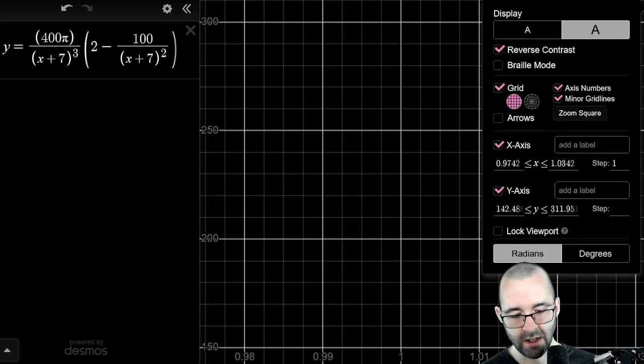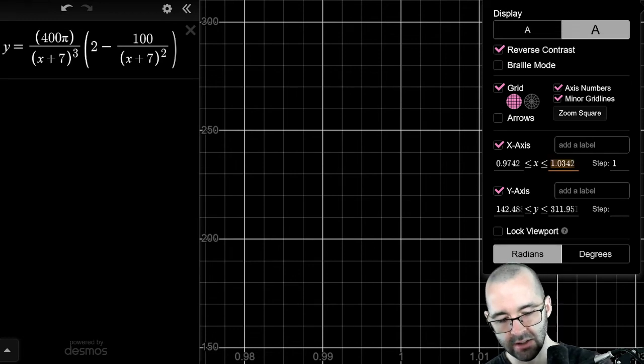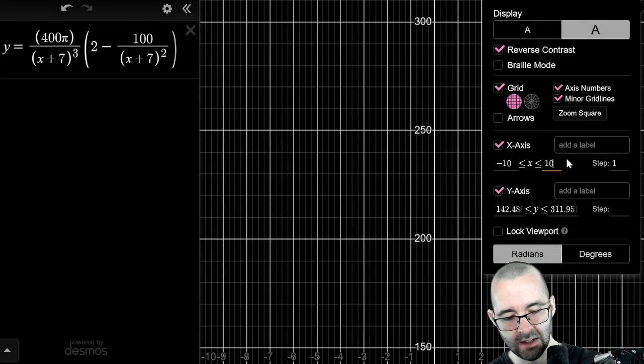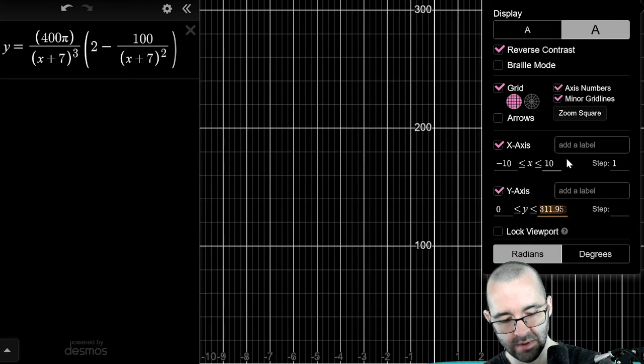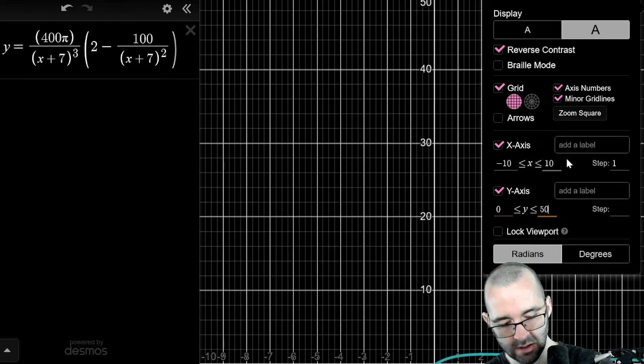Again, we're going to have to change our scale. Let's just go from negative 10 to 10. And then the y values are probably pretty big. Oh, they're not that big actually.